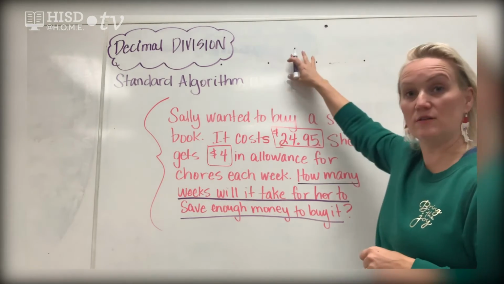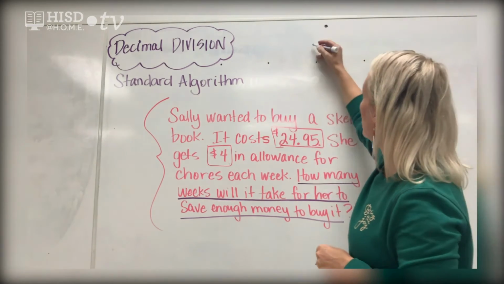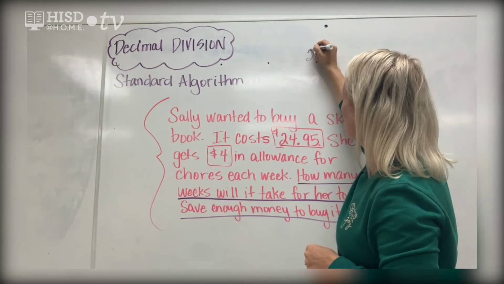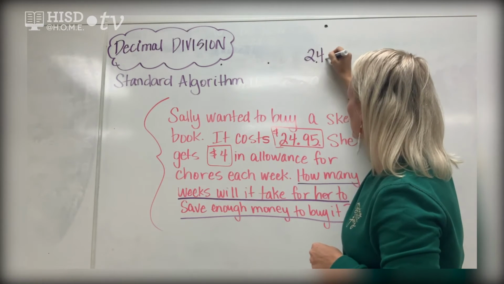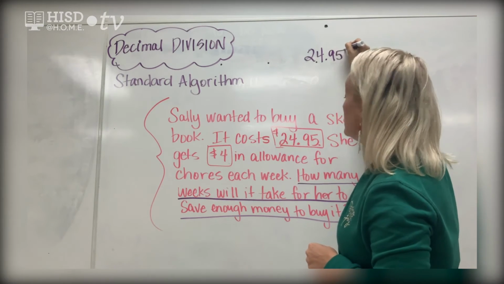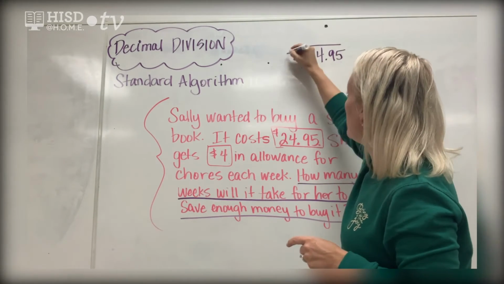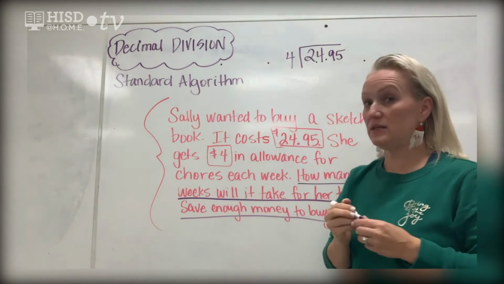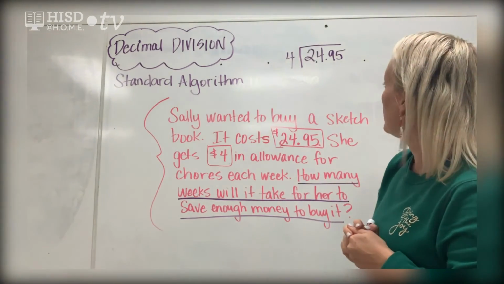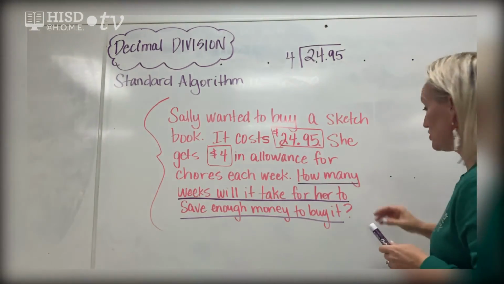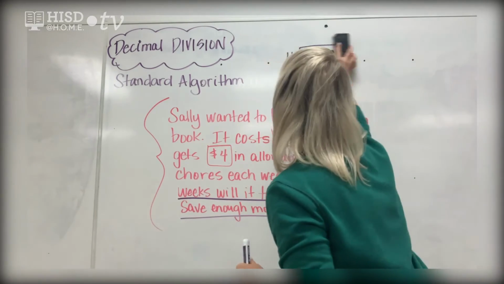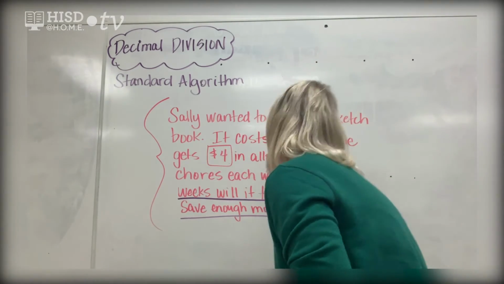So let's do that. I'll do it here so you can see it. Let me make sure you can see that, $24.95. That's where I got that from the problem, divided by the amount of money she gets each week. I sure hope I have enough space. I'm actually going to move it over here. Let's do it in blue.